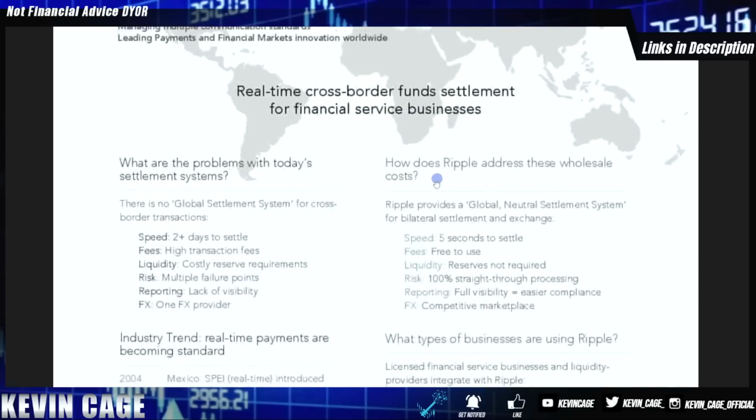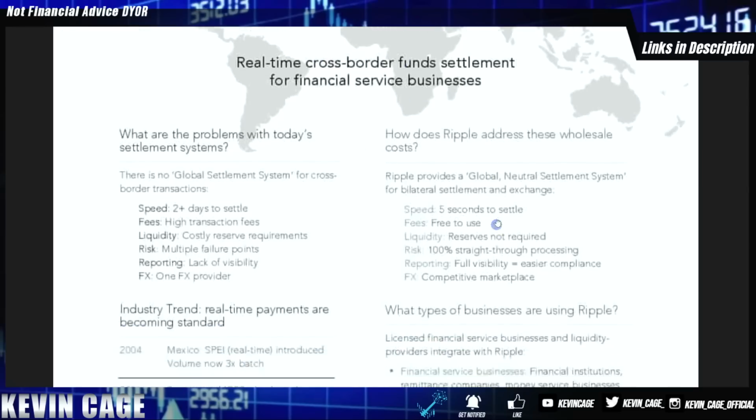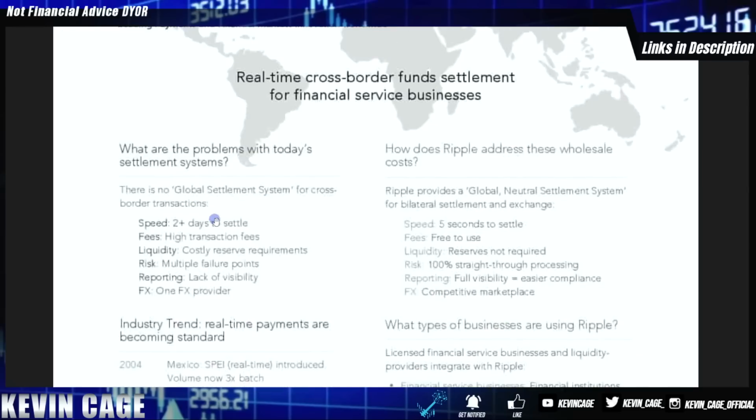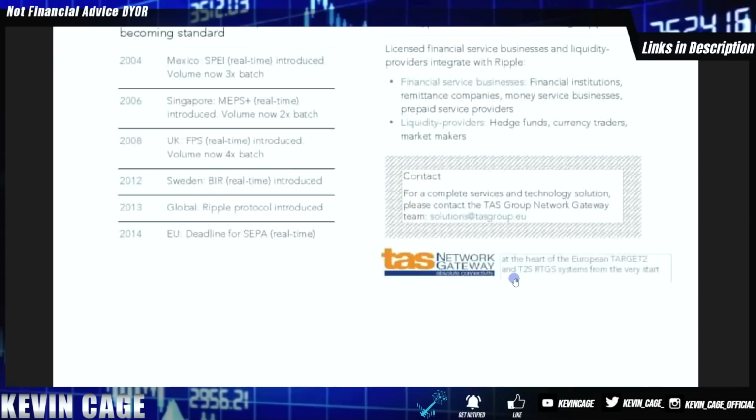Now this is an older document, so I just took a screenshot of this, but real-time cross-border fund settlement, and as we can see, as we scroll down, comparing 2-day settlement with global settlement systems, compared to using the XRP ledger, which would be 5 seconds to settle. Liquidity reserves are not required. And what's cool about TAS Network Gateway is right here. They're at the heart of the European Target 2 and T2S real-time gross settlement systems from the very start.